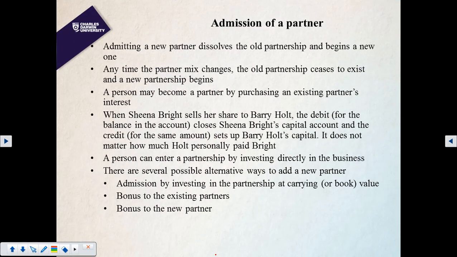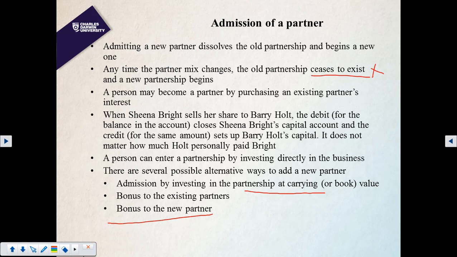Okay, let's talk about the admission of a partner. For some reason, there could be a new partner coming and the other partners can go. Anytime the partner mix changes, the old partnership ceases to exist, that means it doesn't work anymore and a new partnership begins. Okay, let's see some examples. The partners can come by investing in the partnership at carrying amount, with bonus to the existing partners and bonus to the new partner as well.